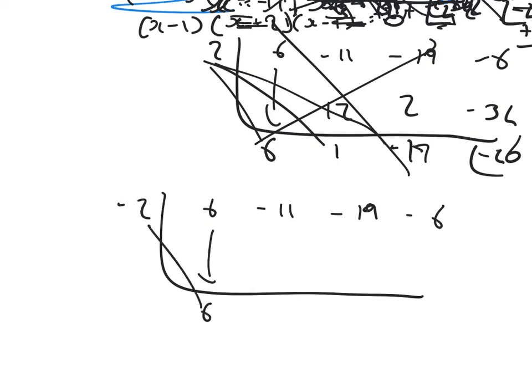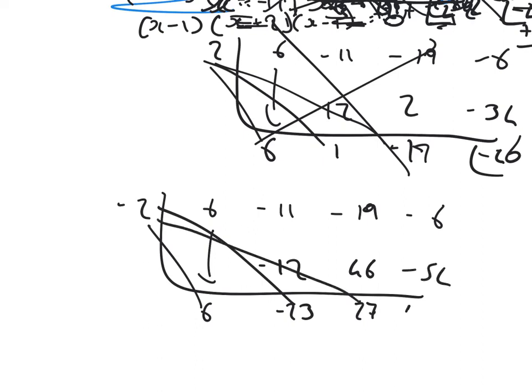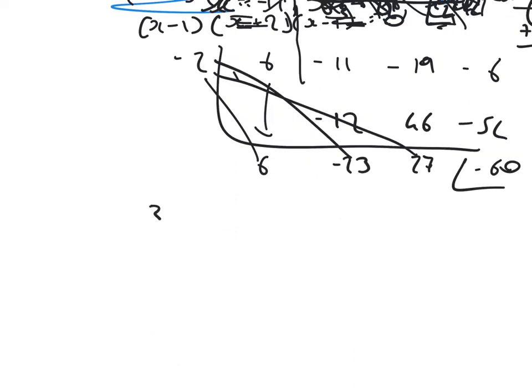Drop the 6 down. 6 times minus 2 is minus 12. Minus 12 minus 11 is minus 23. Minus 23 times minus 2 is plus 46. 46 minus 19 is 27. 27 times minus 2 is minus 54. Minus 54 minus 6 is minus 60. Didn't work, so let's try another. Okay, so let's try 3 this time.